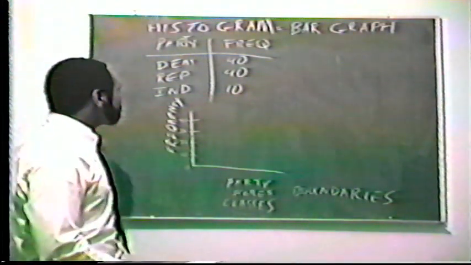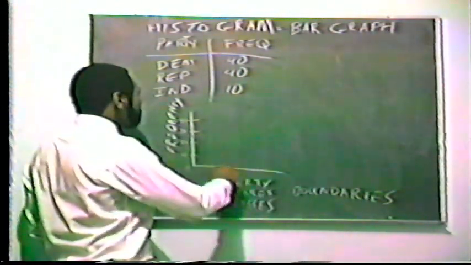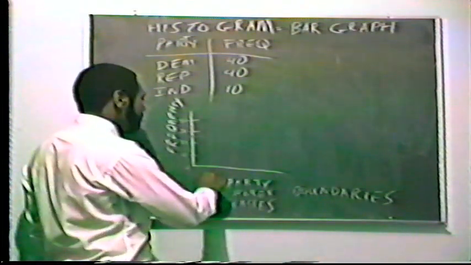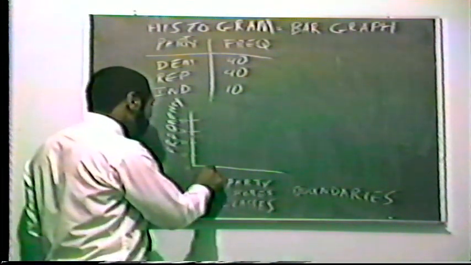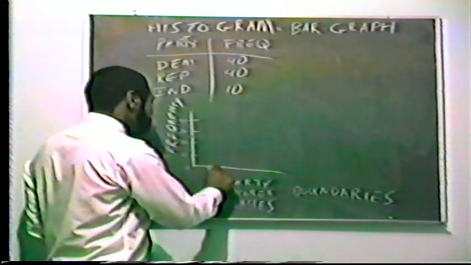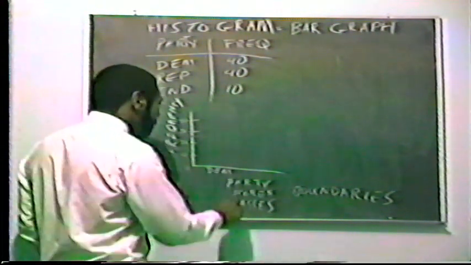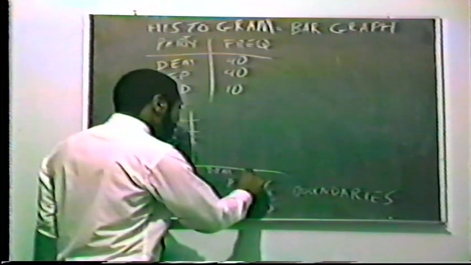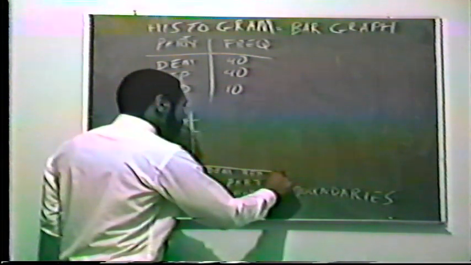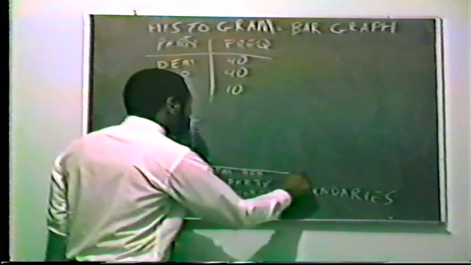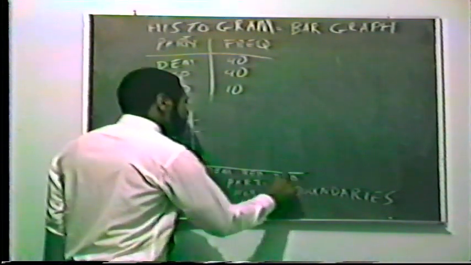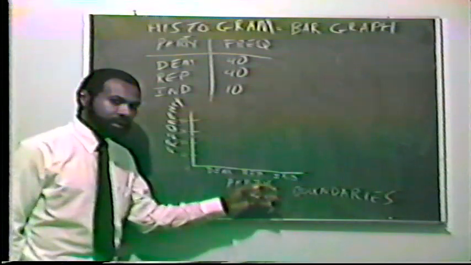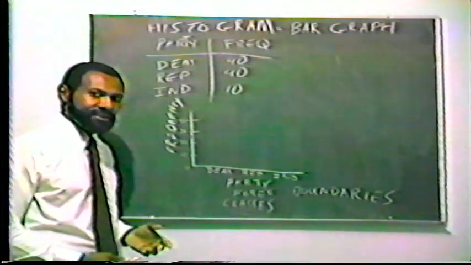Now, on the horizontal axis, you write the names of the parties, because we have nominal data here. So the first party, we write Democrat. The next party, we write Republican. And the last party, we write Independent. So we write the three types of parties on the horizontal axis.